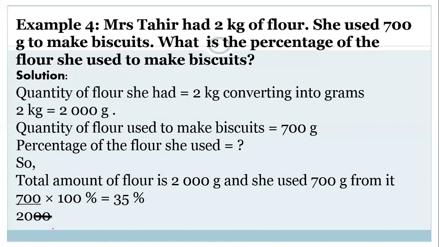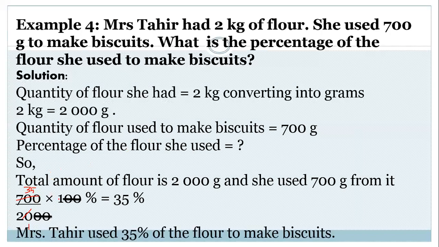Simplification. Two zeros are going to cancel out each other. Then 20 times 1 is 20 and 20 times 35 is 700. 35%. So, Mrs. Tahir used 35% of the flour to make biscuits.